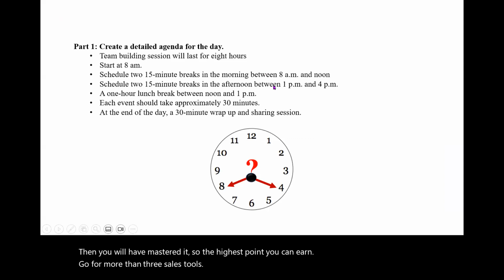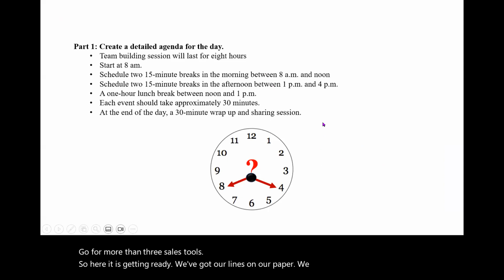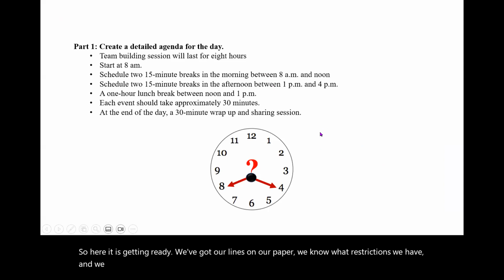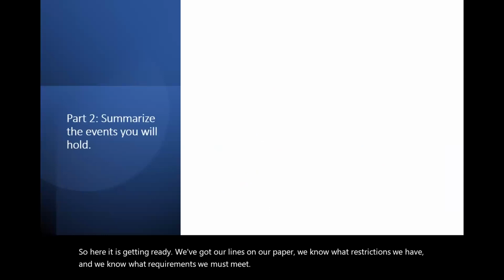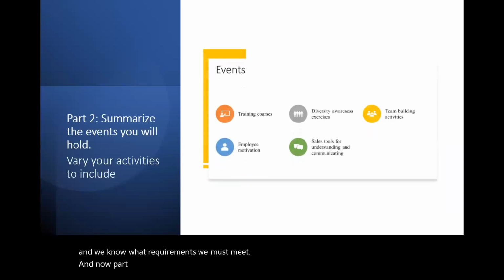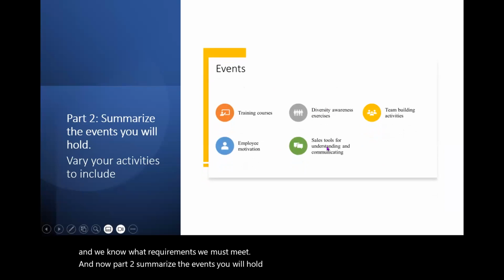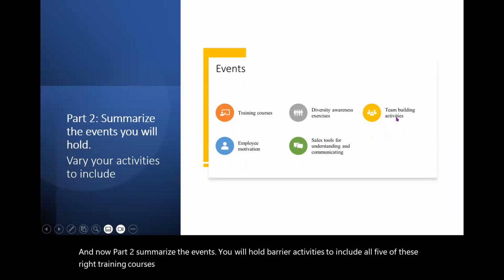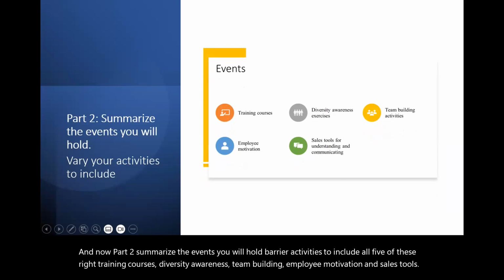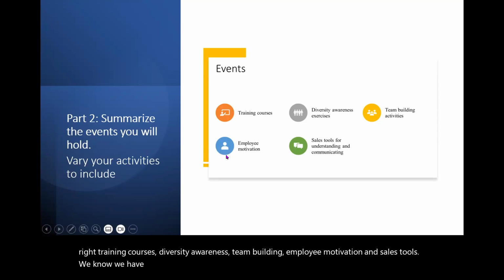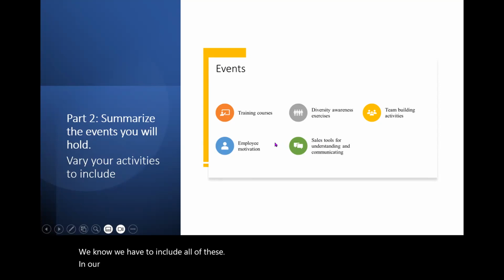So here it is, getting ready. We've got our lines on our paper. We know what restrictions we have, and we know what requirements we must meet. And now, part 2, summarize the events you will hold. Vary your activities to include all 5 of these, right? Training courses, diversity awareness, team building, employee motivation, and sales tools. We know we have to include all of these in our day long event, our day long fun event.